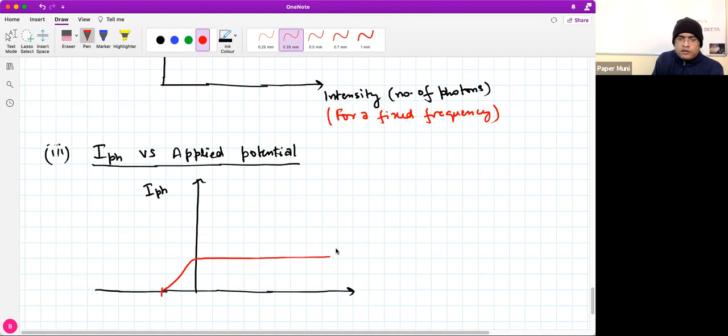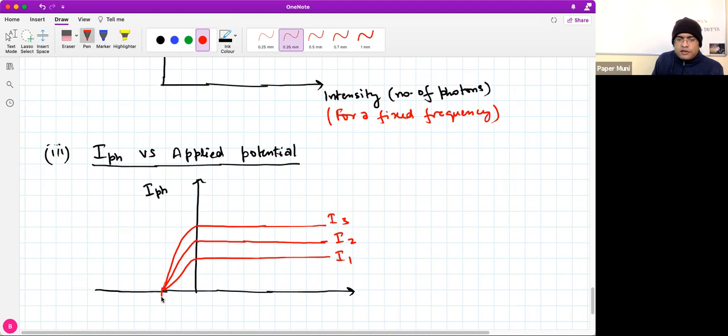And then if you change the intensity of this, so this was say I1, let's say we increase the number of photons. So this becomes, again, it comes down to this point. This is say I2. And if you have another one, let's say I3, we're changing the number of photons falling on the surface, and we still get this point.